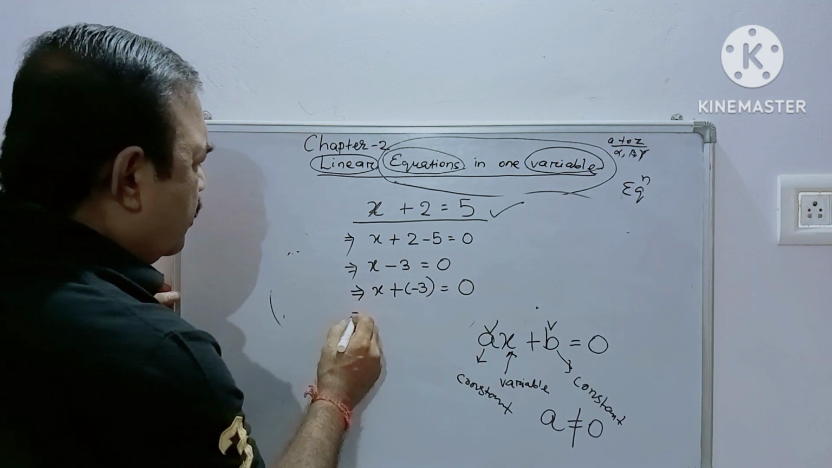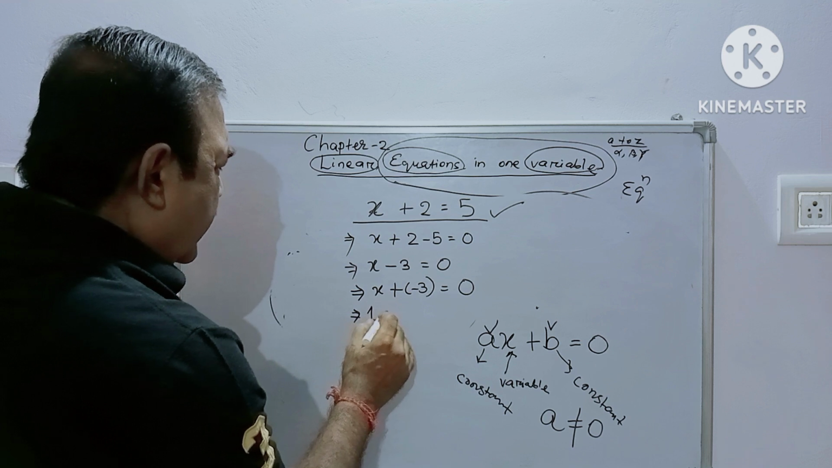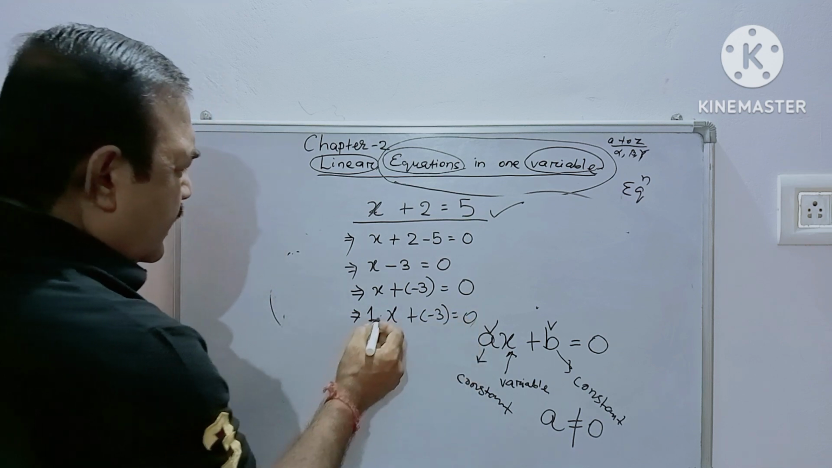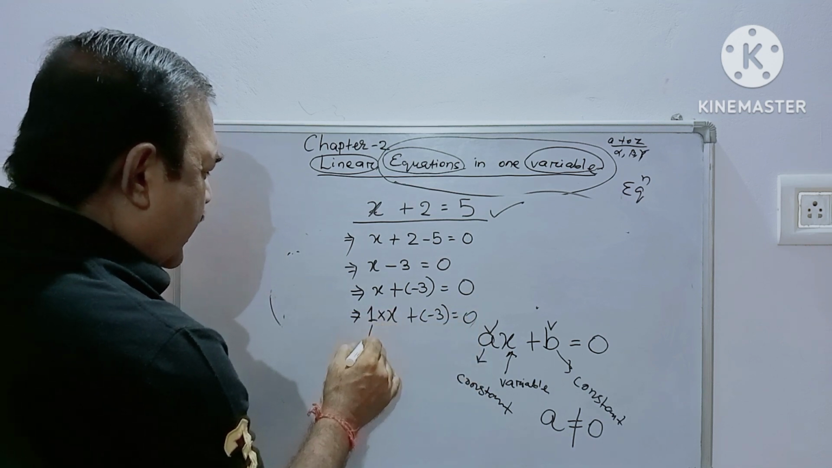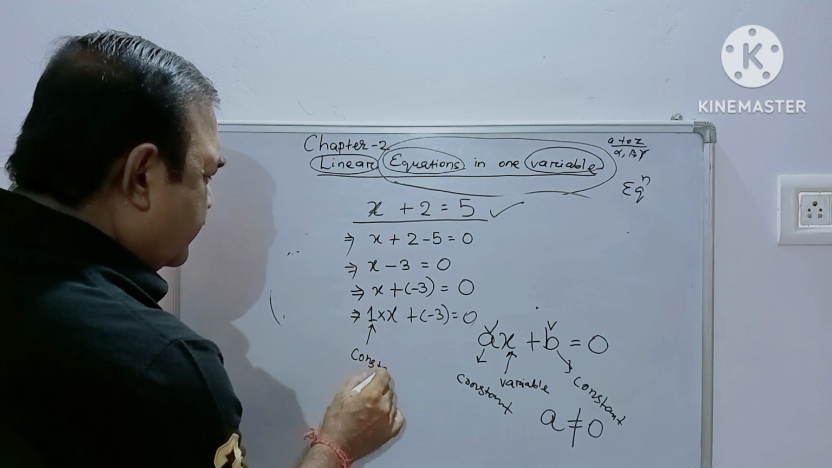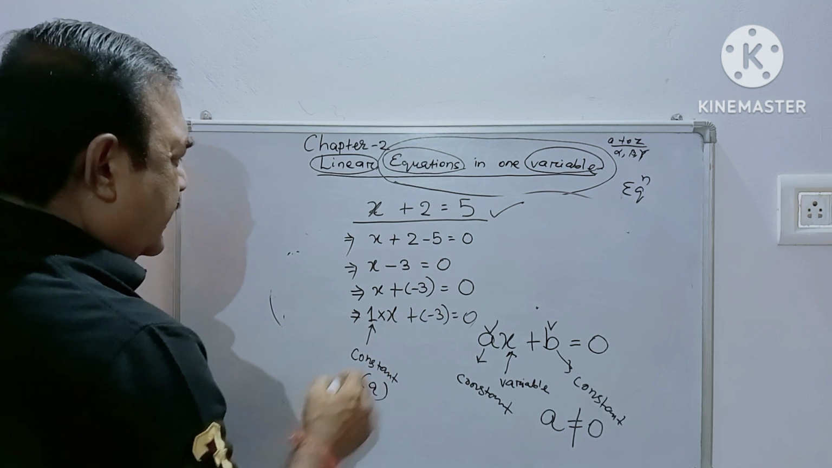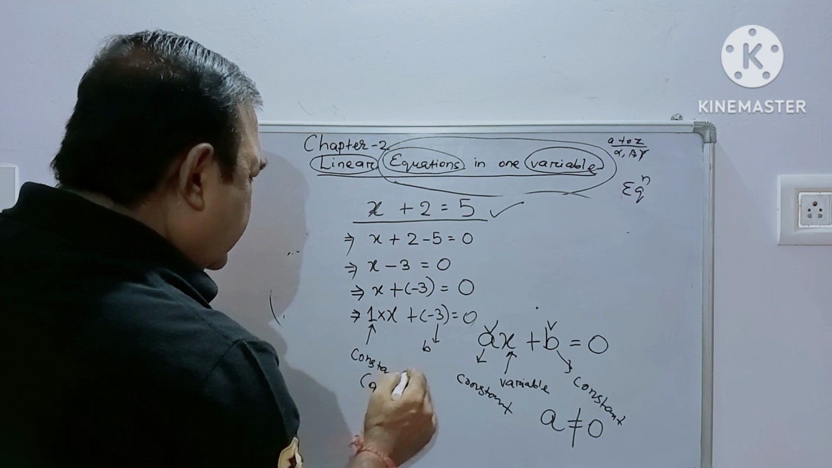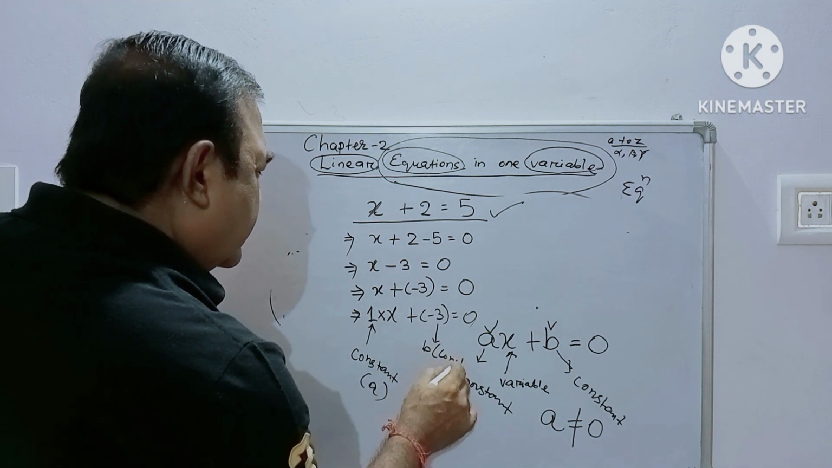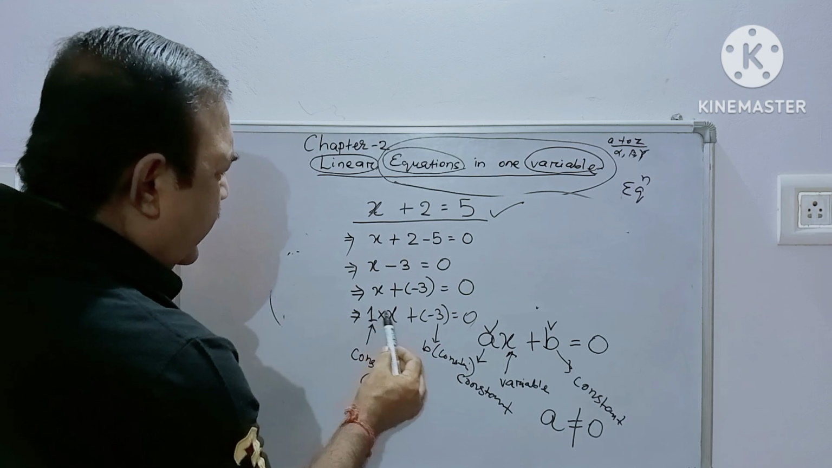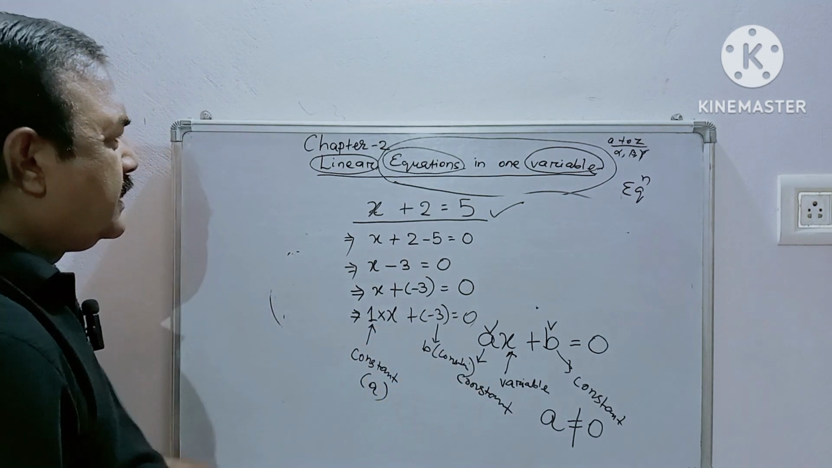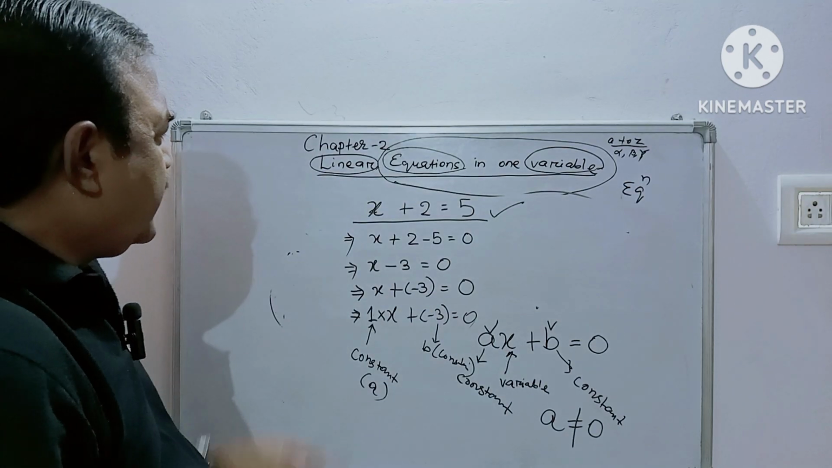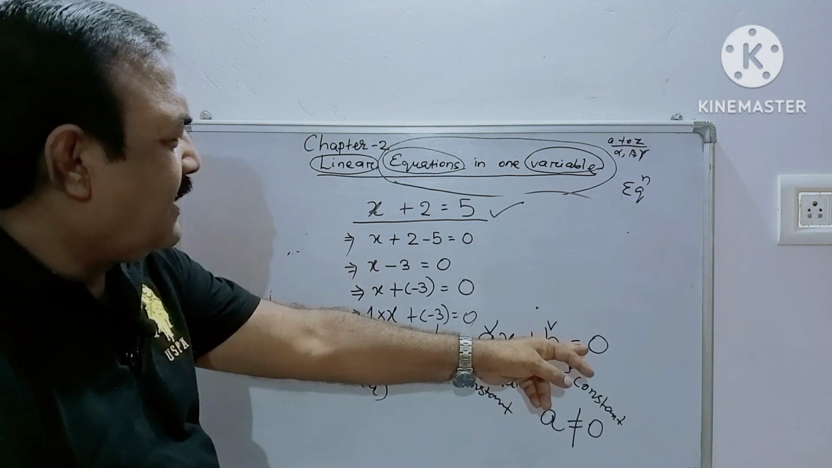And here you see x means 1 into x. 1 into x + (-3) = 0. Or you may give the cross sign here. So 1 is a constant, let it be a. So ax plus this is another constant b. Yes or no? This is also a constant. So is it in the standard form or not? ax + b = 0. So we could convert it into the standard form. So this represents a linear equation, but in standard form, we can write it like this.